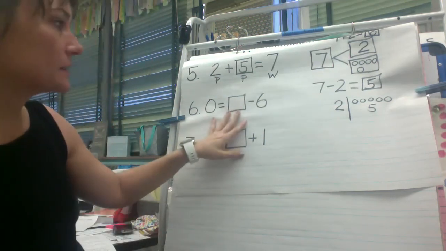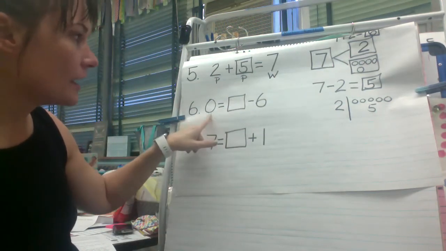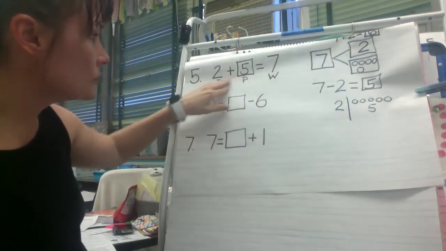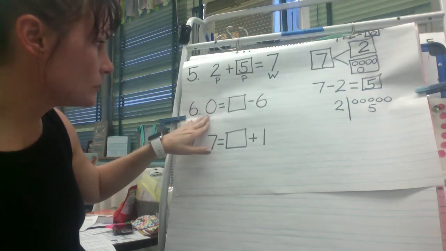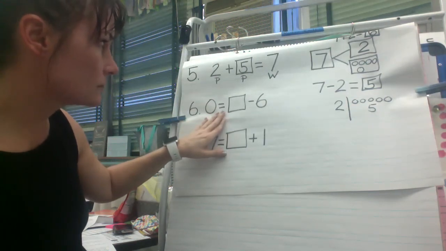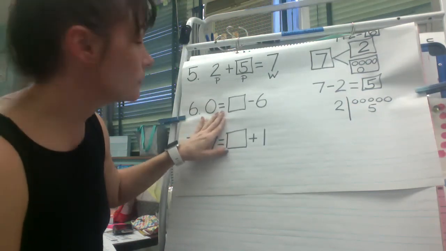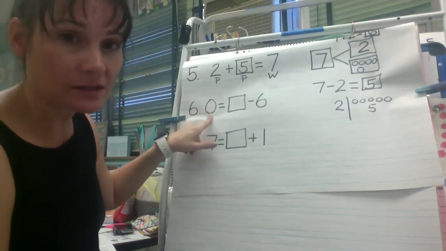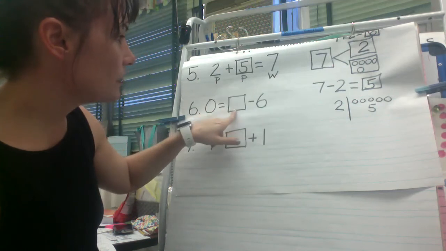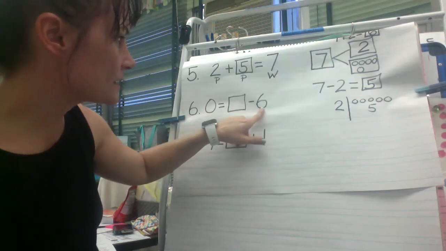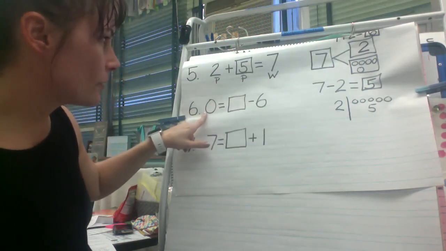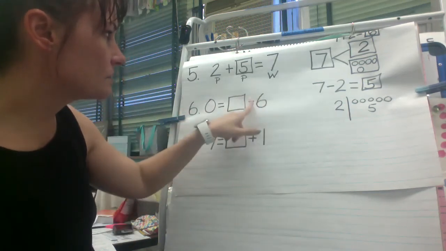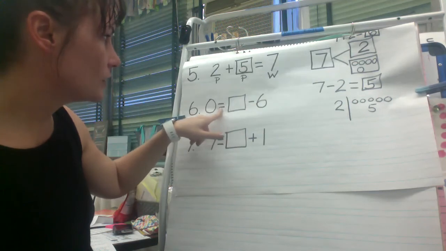Let's think about this one though. They have taken the equal sign that's normally over here and just moved it over. 0 equals. That doesn't change my thinking. I just know that I'm going to have 0 as my answer. So something minus 6 equals 0. So 6 minus something equals 0.